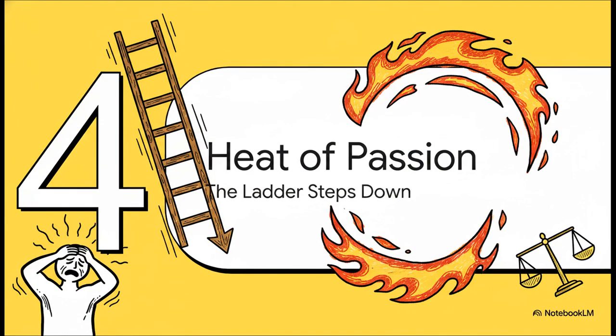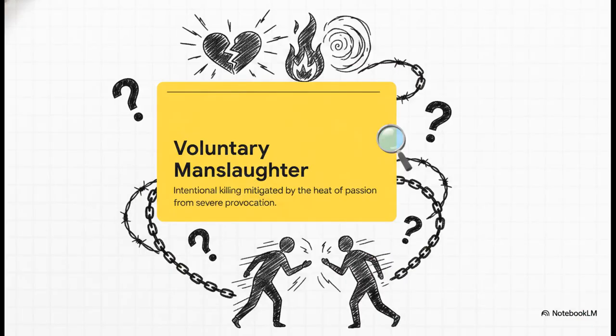Section 4, heat of passion mitigation, where the ladder steps down. Stepping down the ladder, we encounter situations where human frailty mitigates the crime. You see, the law makes a concession to the weakness of human nature through voluntary manslaughter. The law allows a partial defense if the defendant acted under extreme emotional disturbance or sudden passion. The intent to kill is there, sure, but the malice is neutralized by severe provocation. I will say, though, the legal hurdles to prove this are incredibly high.